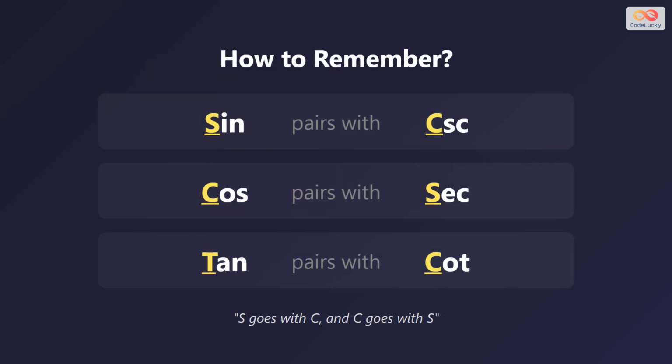It can be confusing to remember which function pairs with which reciprocal. A common mistake is thinking sine goes with secant because they start with s, but that is incorrect. Here is the trick. The letters are opposites. S goes with c, and c goes with s. Sine pairs with cosecant. Cosine pairs with secant. And tangent and cotangent are easy because they both have tangent in their names.